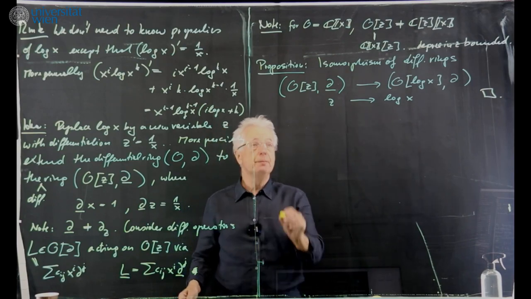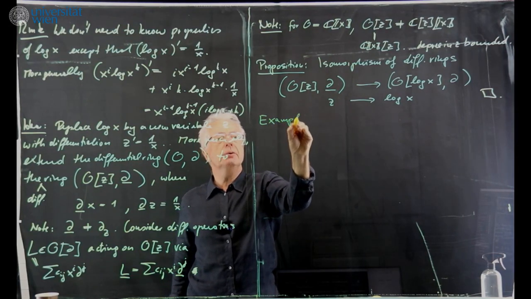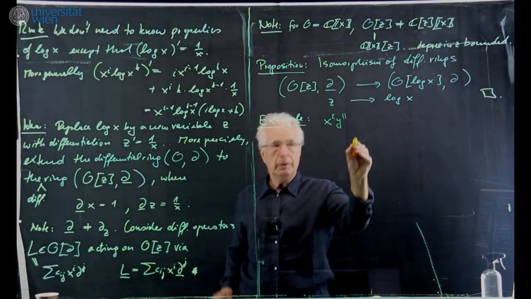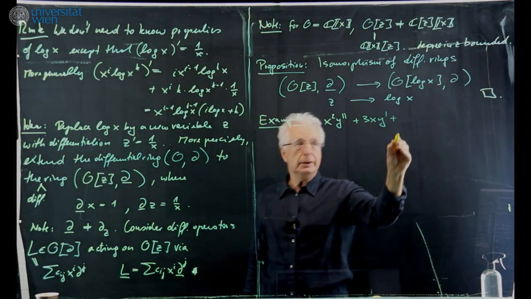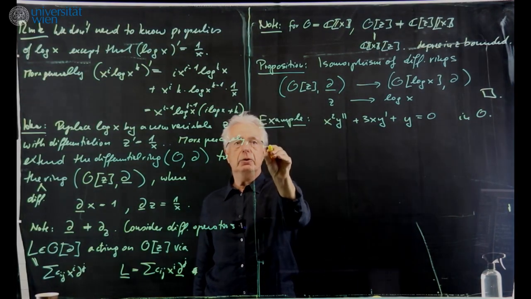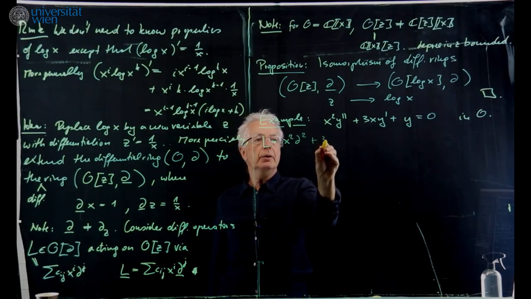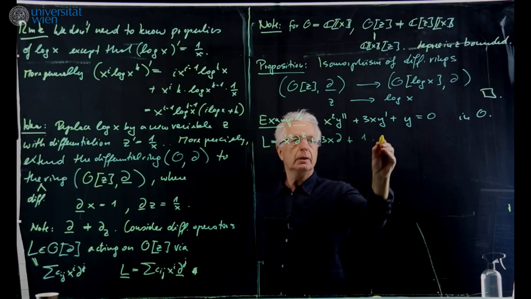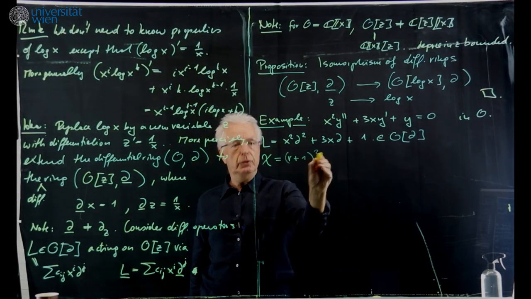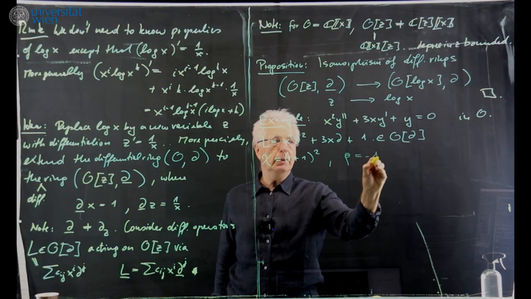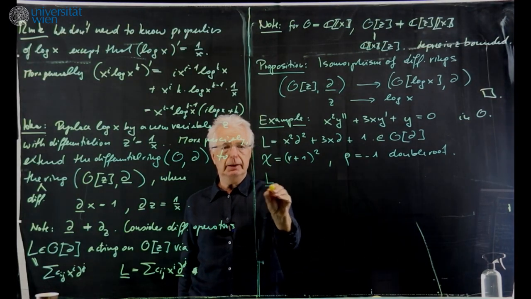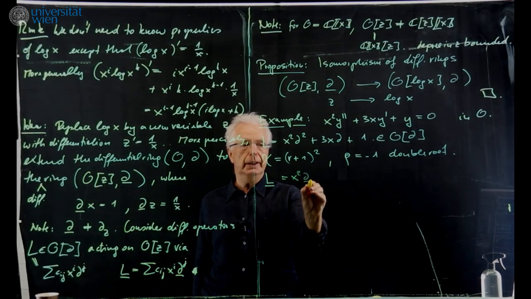I think I should do an example. And then we will come to a little bit surprising computations. The example is the following. We take x squared y double prime plus 3x y prime plus y equals 0. So this was in O. I indicate separately the operator L, which is x squared del squared plus 3x del plus 1 in O del. Chi is (r plus 1) squared, as you easily compute, and rho equals minus 1 is the double root. Similar situation as before. And the L underline, you just underline all dels, so that's easy.